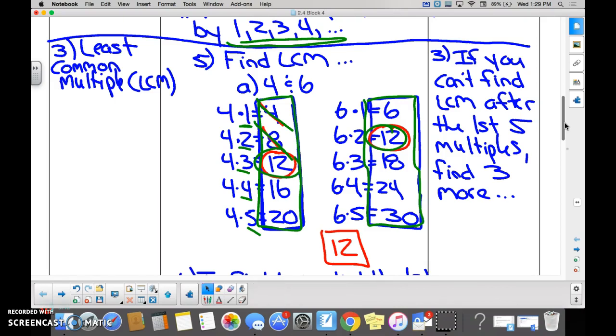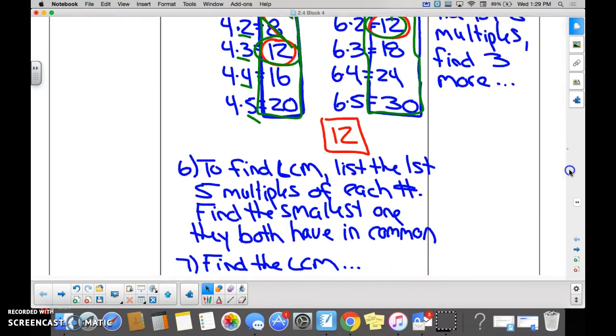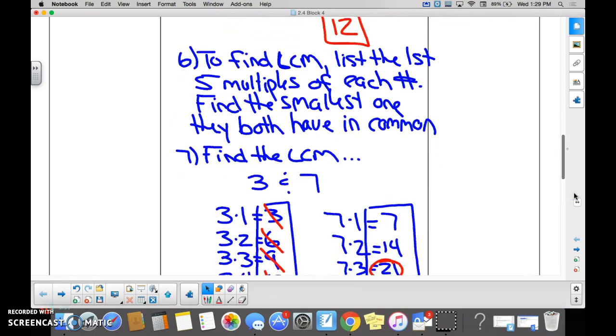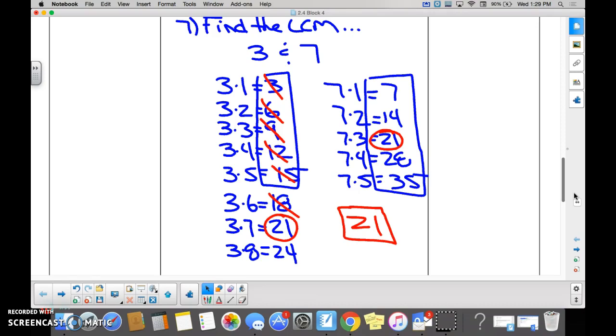Trying to wrap this up. Down here, we found the first 5 multiples for 3 and 7, but as you can see, we crossed off this one because there was nothing on the other side that it had in common. We crossed off this one, this one, this one, and this one. Yes, no? Yes. Nothing was in common. So then what did we have to do?